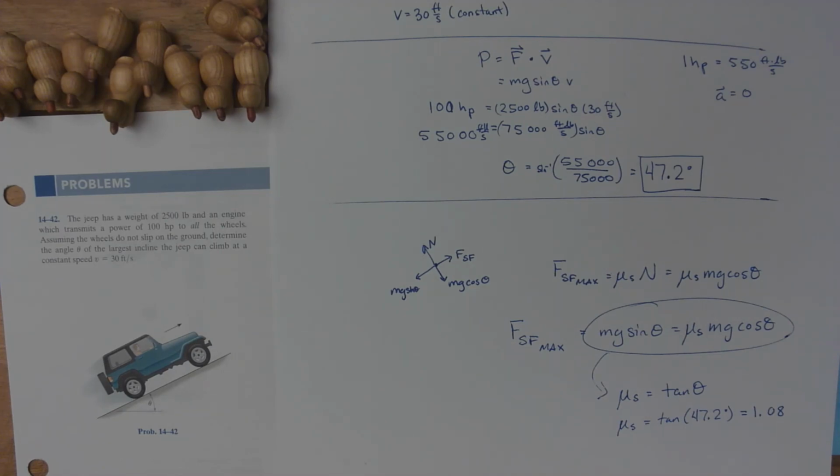Oh, one other thing that we need to go back to here. So I said this was the maximum value for the force of static friction. So if you're not at the maximum value, then you would need an even higher value for the coefficient of static friction. So it only gets worse. So for this to work, you need your coefficient of static friction to be greater than or equal to 1.08.